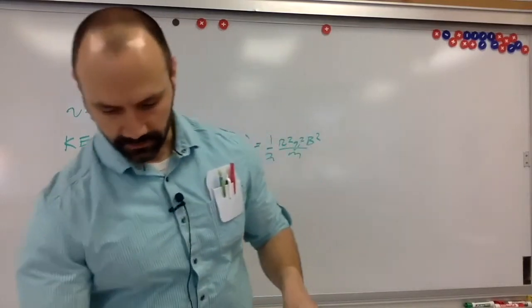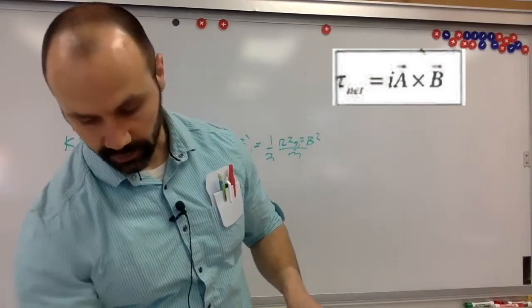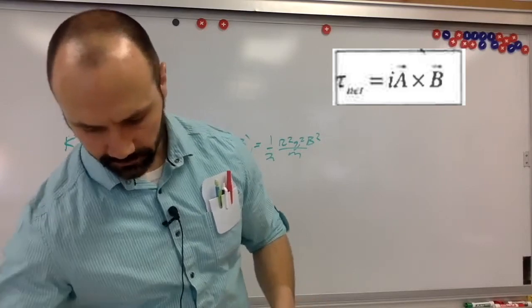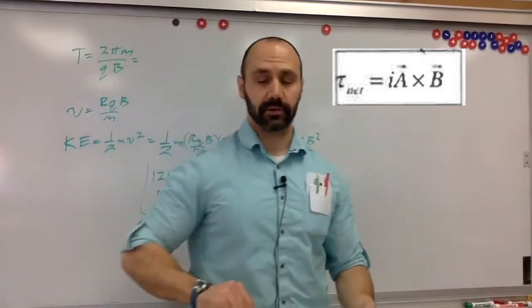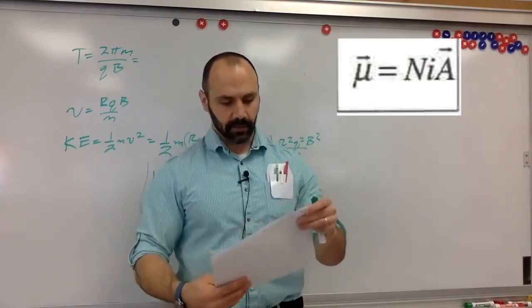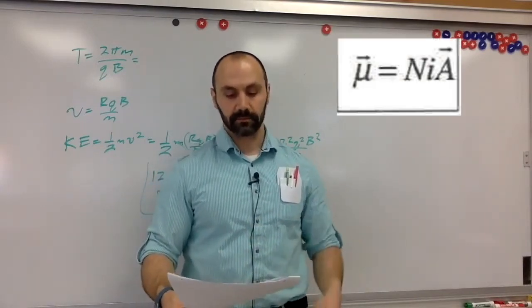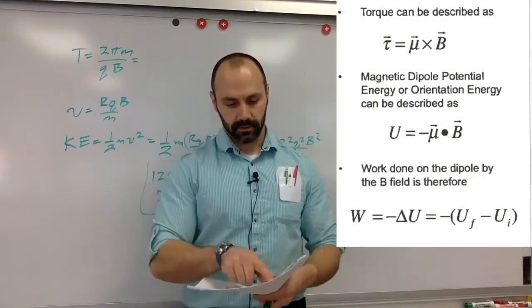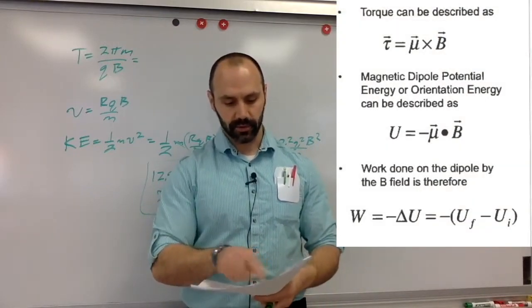Right? And so the torque is IA cross B. It gives you the torque. And if you've got a number of loops, then you just multiply by the number of loops that you have. Right? And so now we have a dipole moment. And the moment is given by that mu. See that mu there? So tau equals mu cross B.